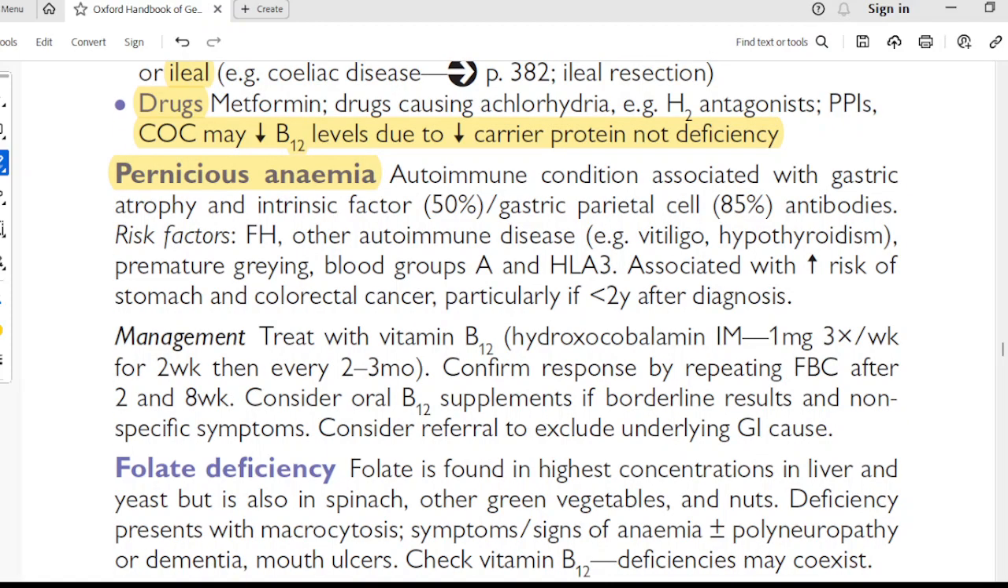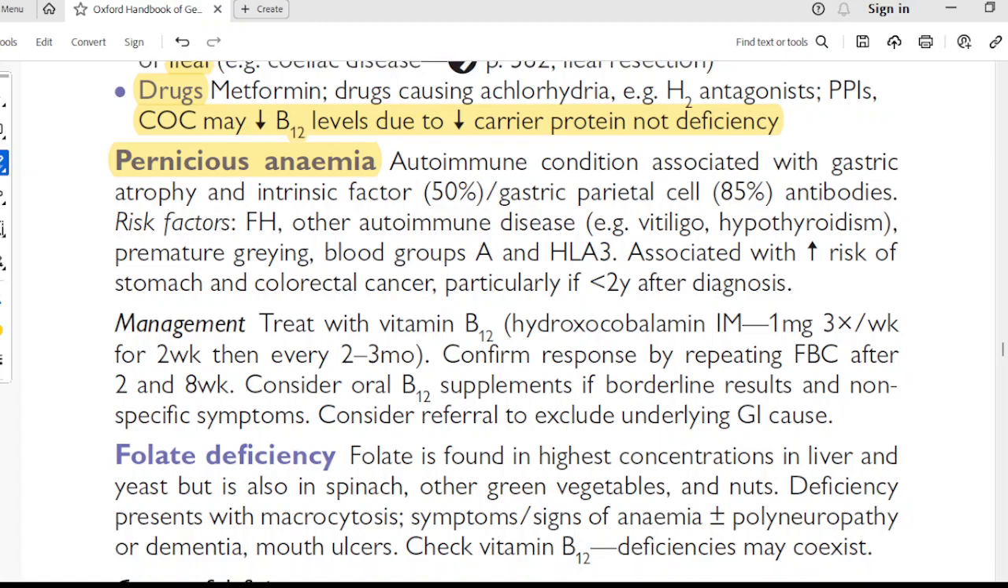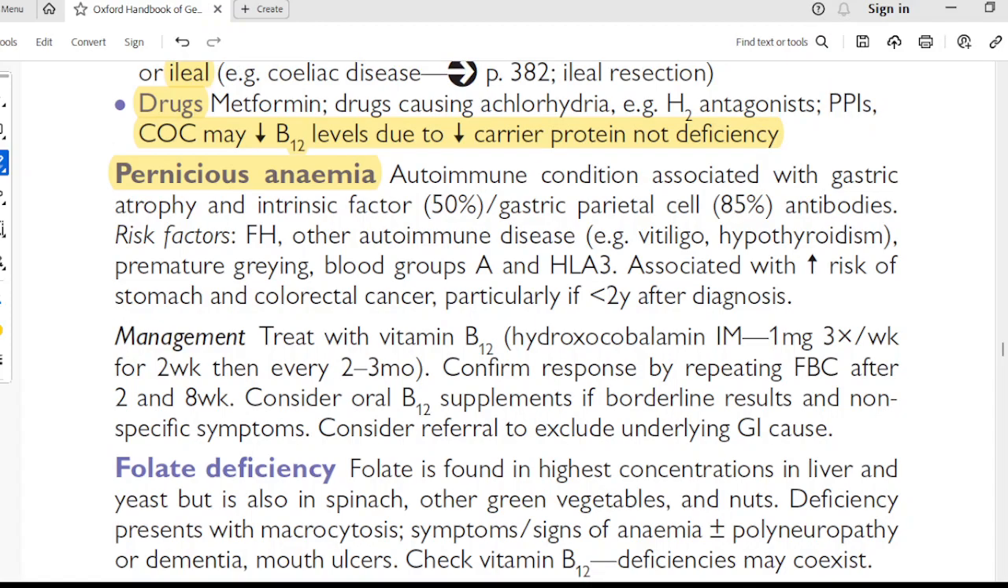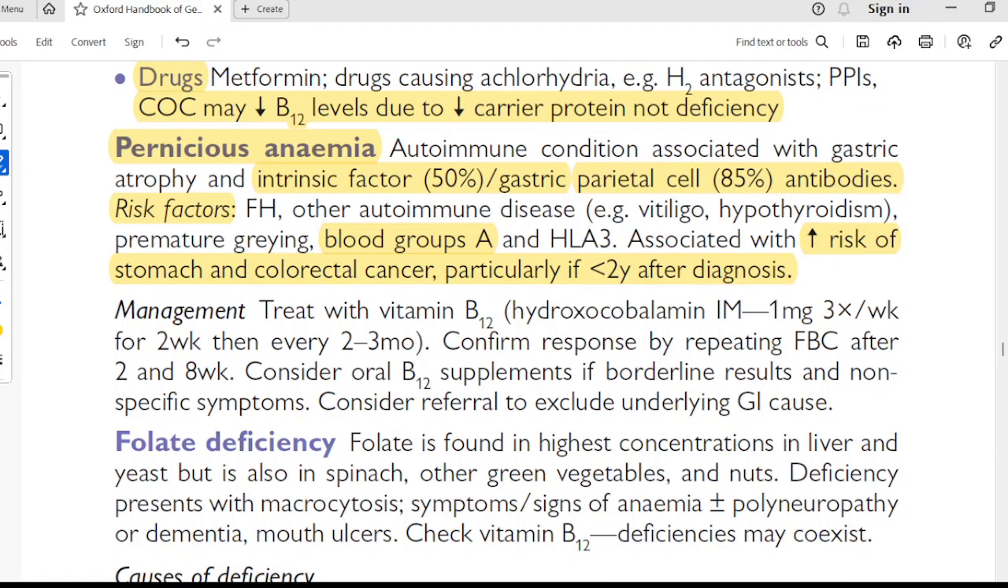Pernicious anemia is an autoimmune condition associated with gastric atrophy, with anti-intrinsic factor antibodies or gastric parietal cell antibodies. Mostly gastric parietal cell antibodies, in 85% of cases; intrinsic factor antibodies in only 50% of cases. Risk factors for pernicious anemia: family history, other autoimmune diseases like vitiligo or hypothyroidism, premature graying of the hair, blood group A, HLA-3. It is associated with increased risk of stomach and colorectal cancer, particularly within 2 years after diagnosis.